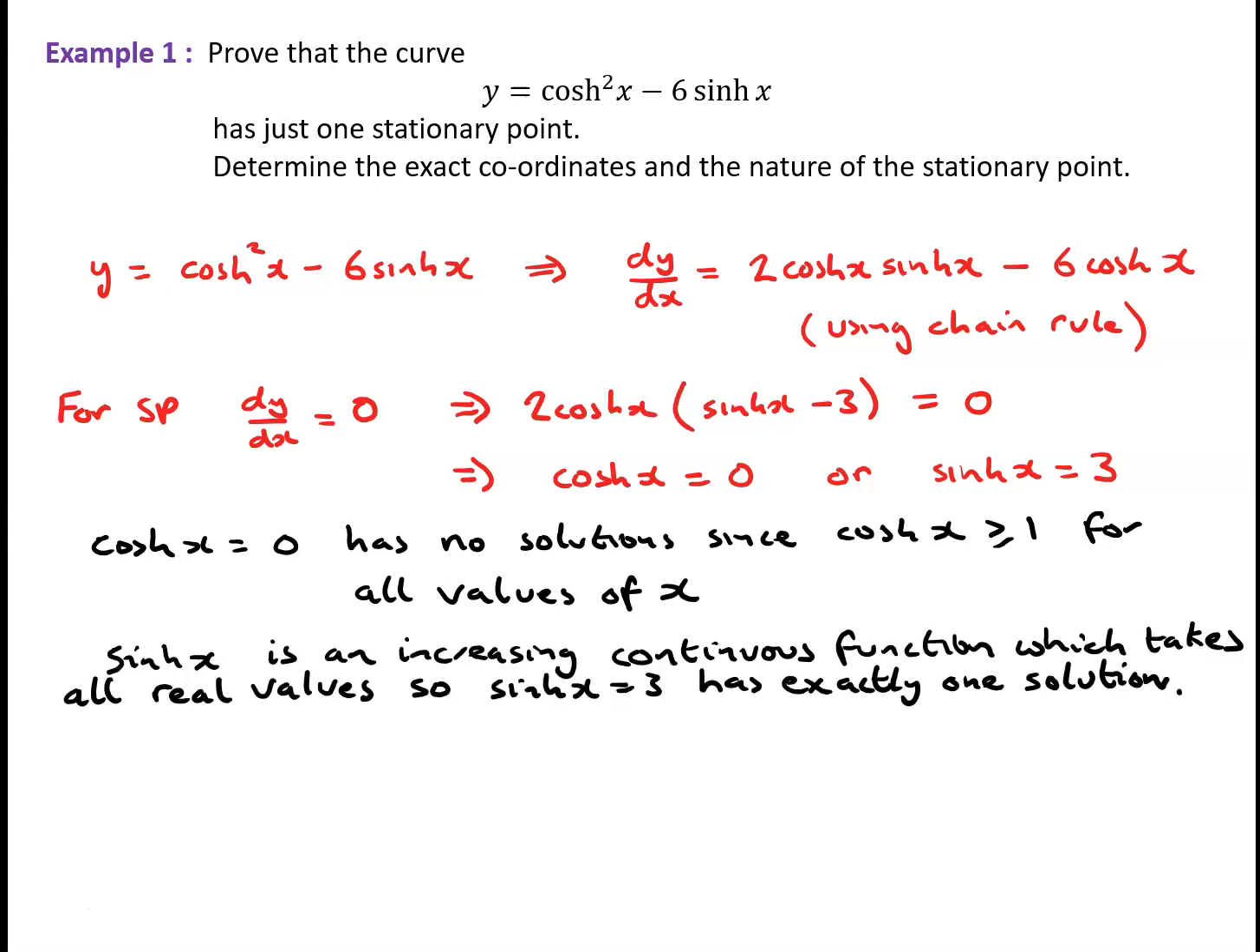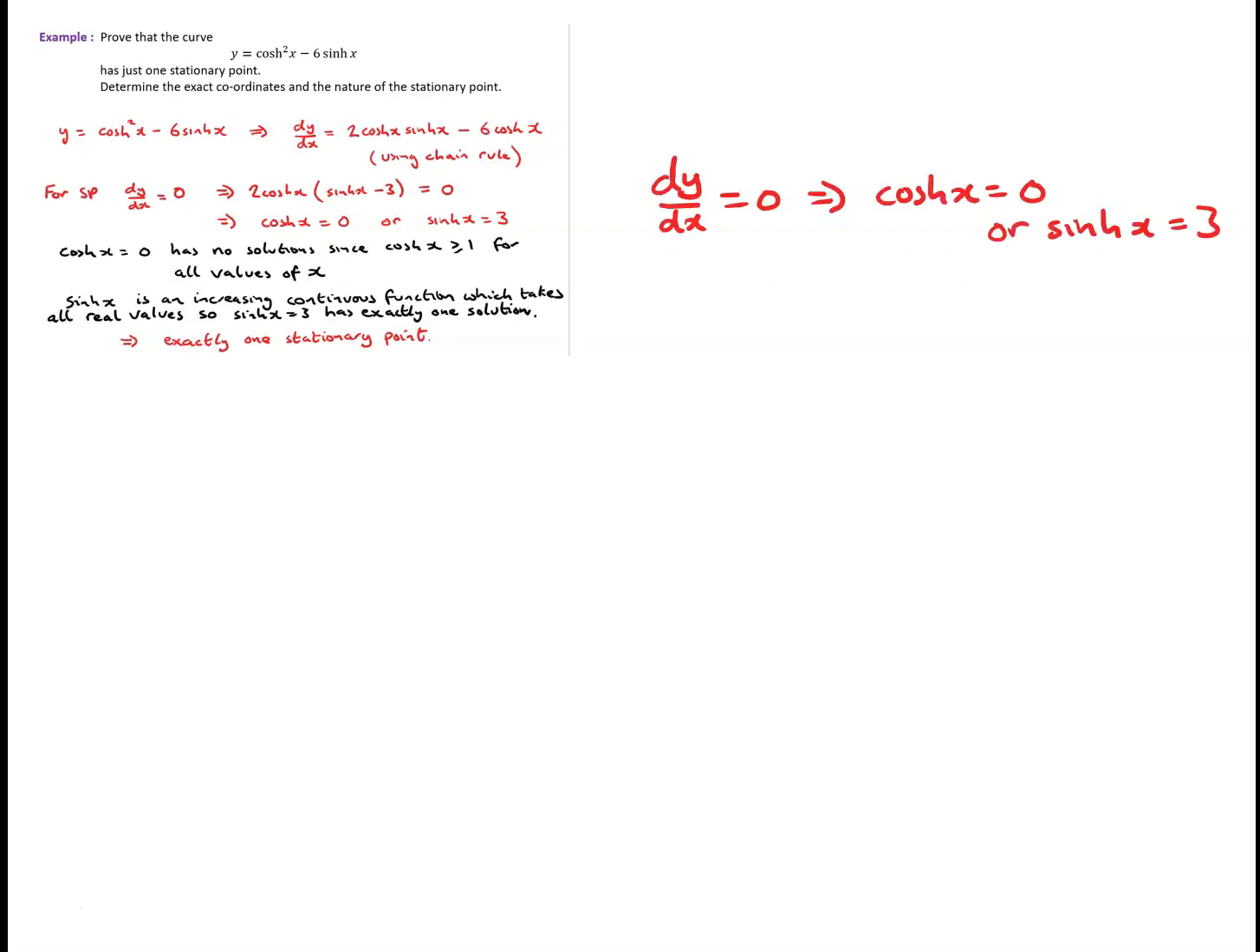So that simply leaves us with one stationary point, which satisfies sinh x equals 3. And we know we've only got one value there because sinh x is a one-to-one function. So each value of sinh x comes from a unique value of x. So we've got only one stationary point. The stationary point satisfies sinh x equals 3.